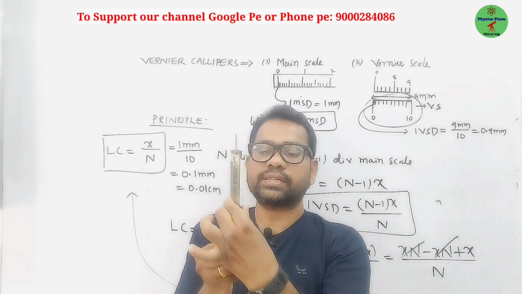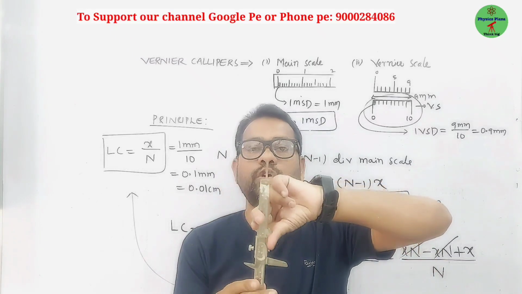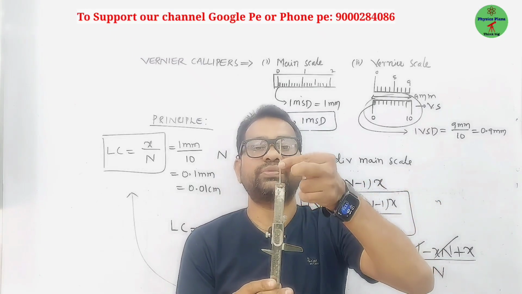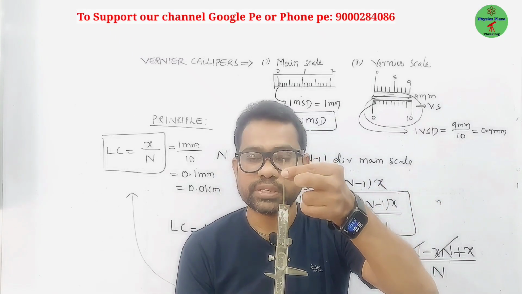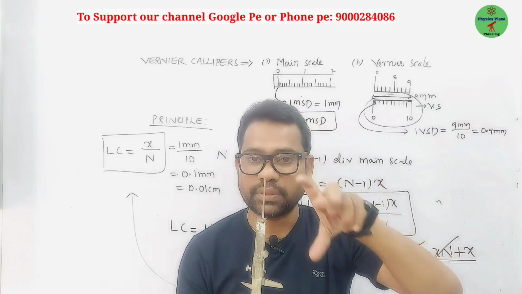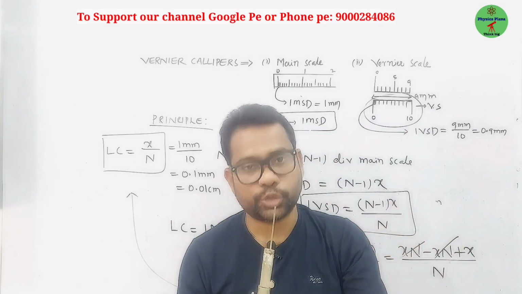And here, as I am rotating this screw, you can also see one metal strip coming out. This we call the tail. With the help of this, we measure the depth of things like a test tube.